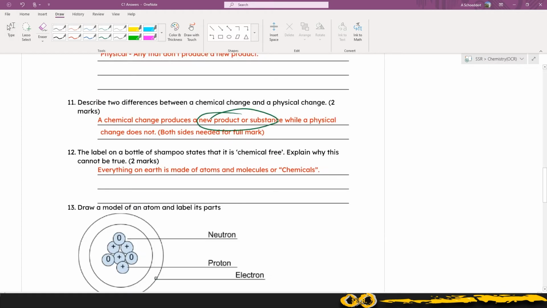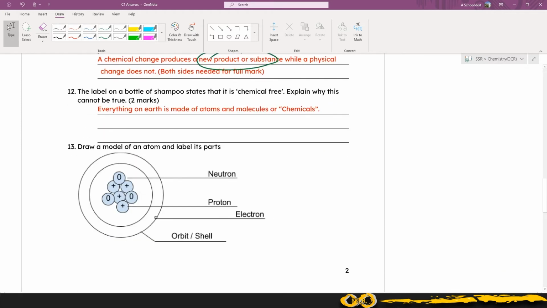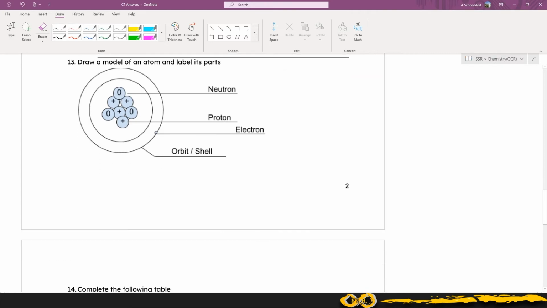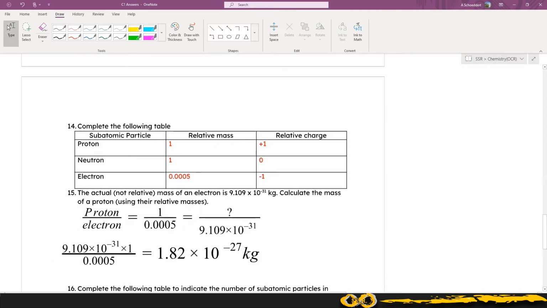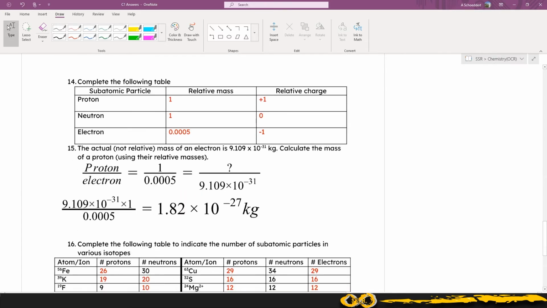You should know the Bohr structure of the atom and its different parts, and how to label those parts. There are likely to be some calculations that involve numbers in standard form or in scientific notation.